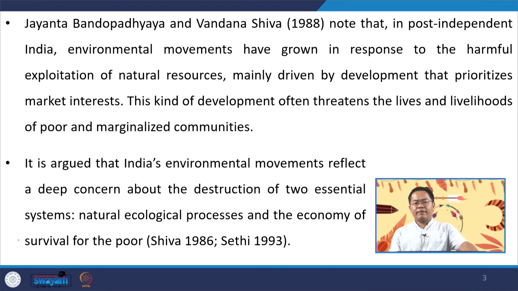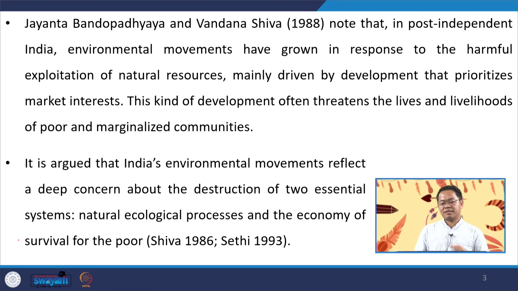control. So, a very important figure again when one talks about environmental movements or environment in India is Vandana Shiva, and along with Jayanta Bandyopadhyay, Vandana Shiva, they note that in post-independent India, environmental movements emerged largely in the context of the harmful exploitation of natural resources, which is mainly driven by capitalist model of development, or what they call a development that prioritizes market interests.